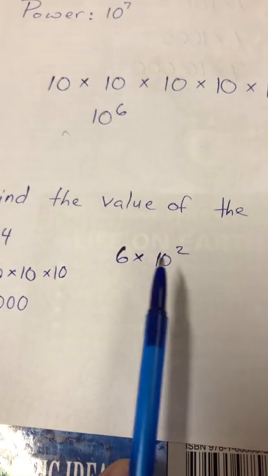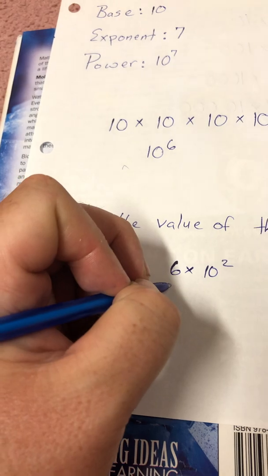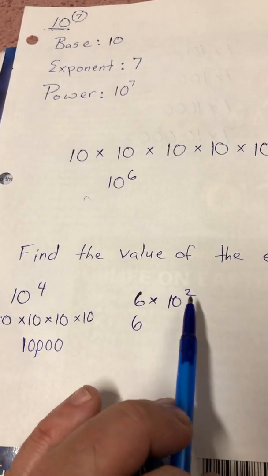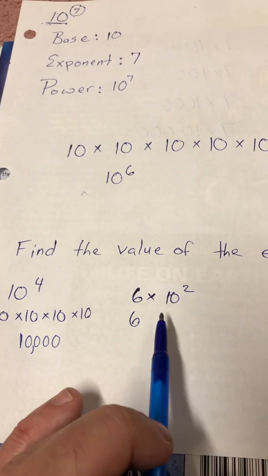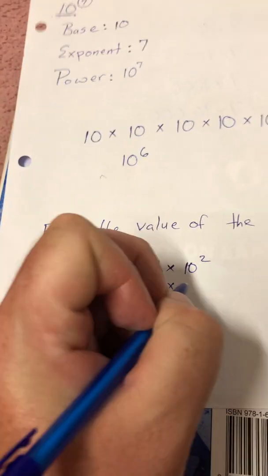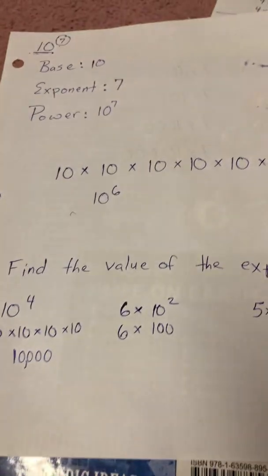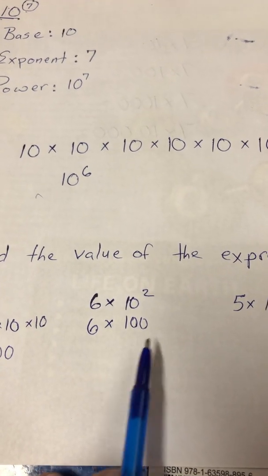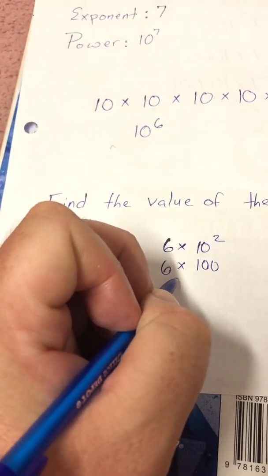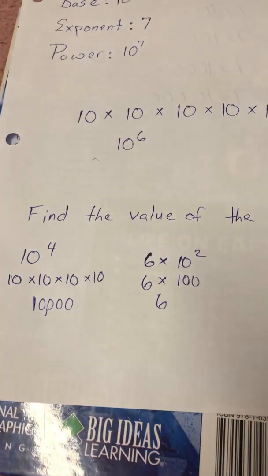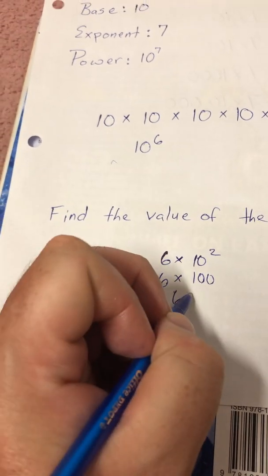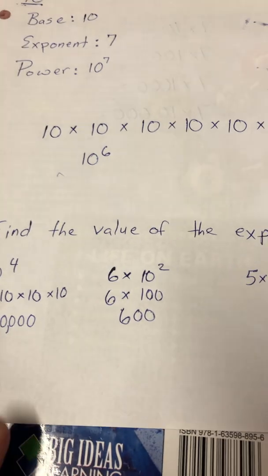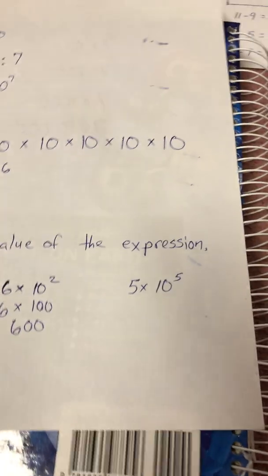Now the next one is 6 times 10 to the power of 2. So I can think of this as 6, and then 10 to the power of 2 is a 1 with 2 zeros after it. Well, a 1 with 2 zeros after it is 100. So essentially this is 6 times 100. Once again, I utilize my zeros trick. 6 times 1 is 6. I add the 2 zeros, and I get 600. That's the value of the expression.